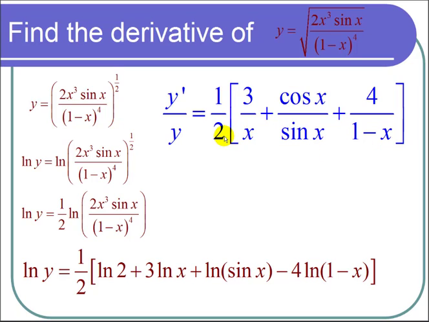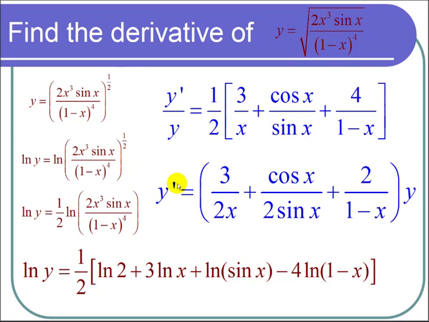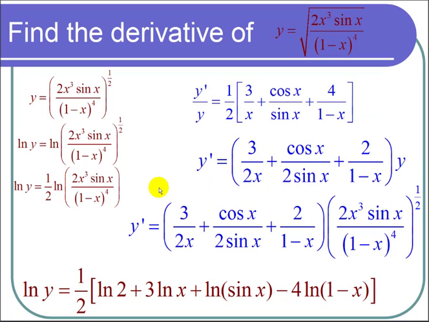I'm going to start by multiplying the 1/2 through and multiplying by y. And what I get is y prime is equal to 3 over 2x plus cosine of x over 2 sine of x. And then 4 divided by 2 is 2, so I get 2 over 1 minus x. I multiplied left and right by y, so there's my y. My final step is to realize that y was 2 times x cubed sine of x over 1 minus x to the fourth to the 1/2 power, and I just substitute, and there's my final answer. And I'm done with the problem.